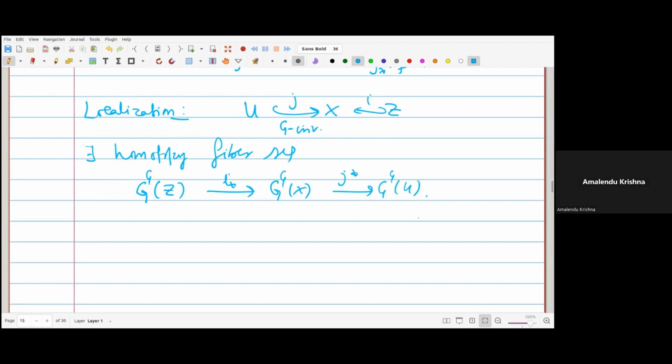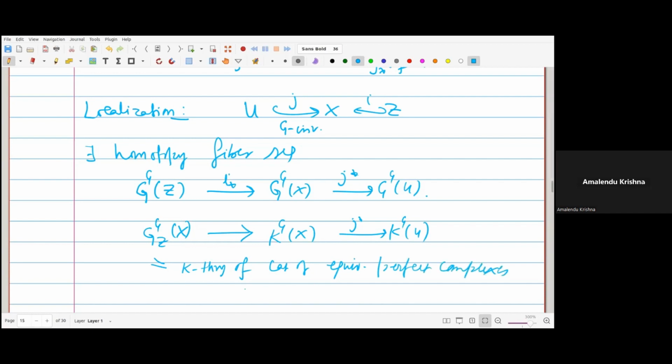However, you have to be careful here. This kind of exact sequence does not hold for K theory. Remember, I am writing G here. For example, if you write KG of X, then KG of U, what is the cofiber? The cofiber is something else, usually people write K^Z_G of X. What is this? This is the K theory of the category of equivariant perfect complexes on X which are acyclic on U.